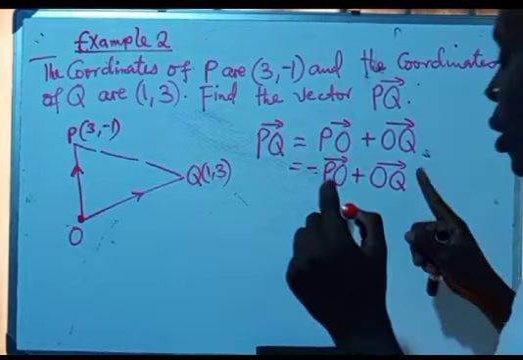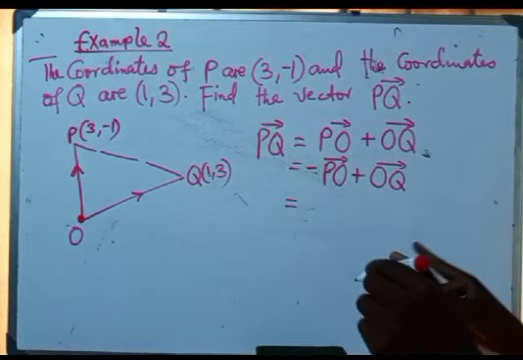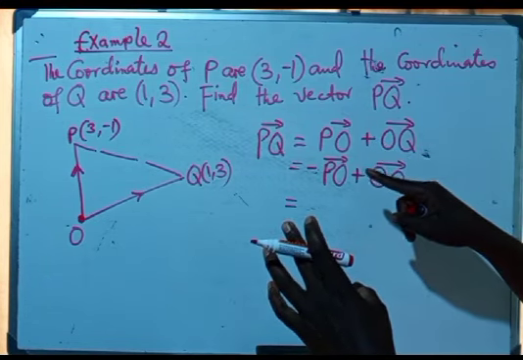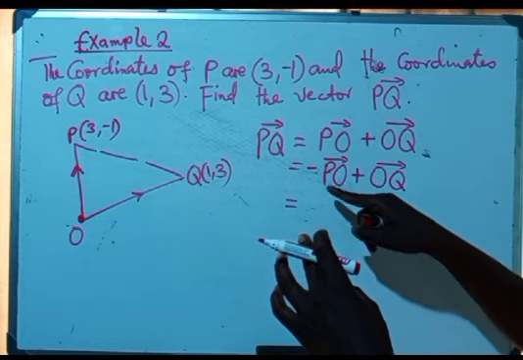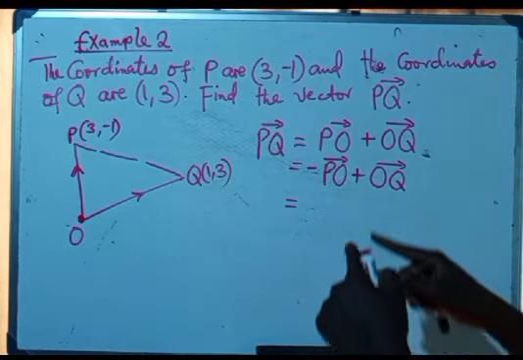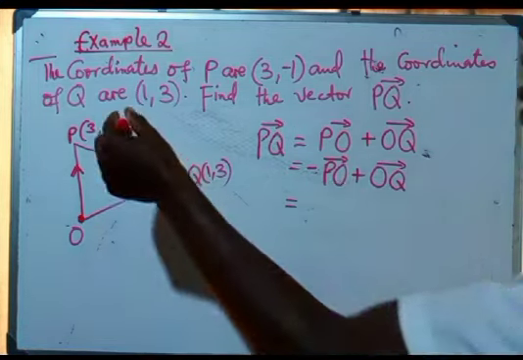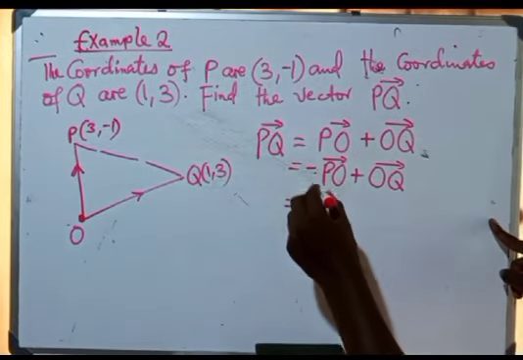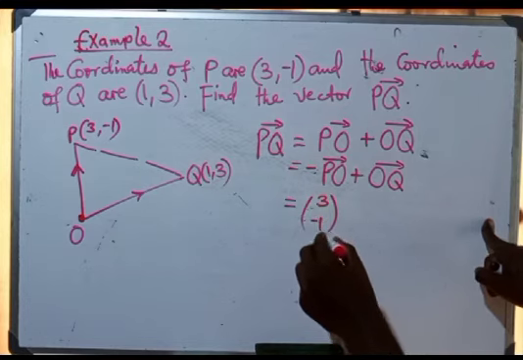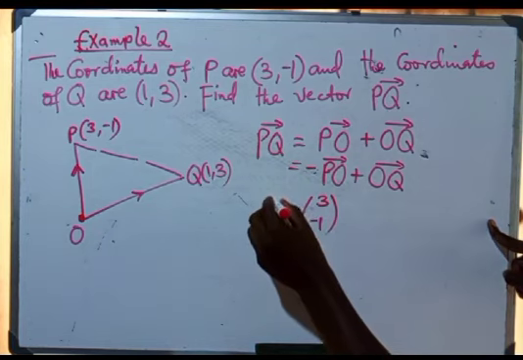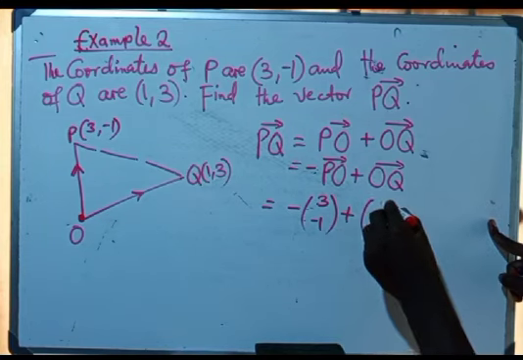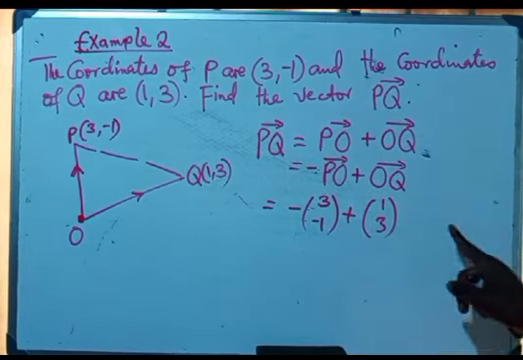Negative PO plus OQ. Then we move to the next step. PO, we have this negative there. Now, what is our OP? In short, I've written it like that. We are going to write it in column form. We are going to have 3 and negative 1. Remember, there's a negative outside. Then we say plus OQ. What is OQ? It is 1 and 3. So that is what we have.